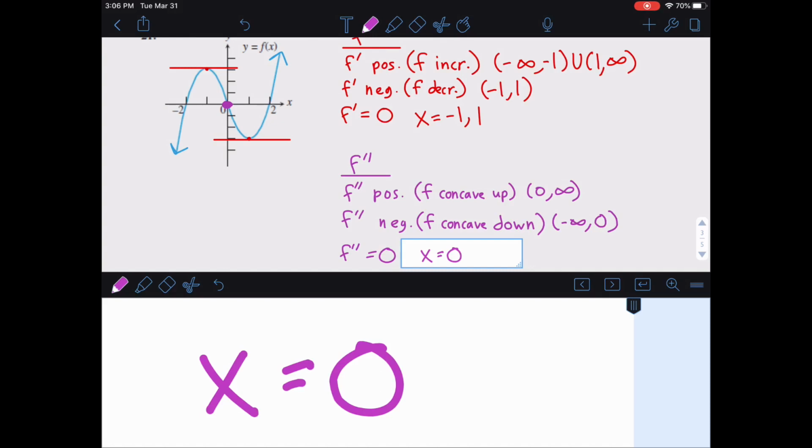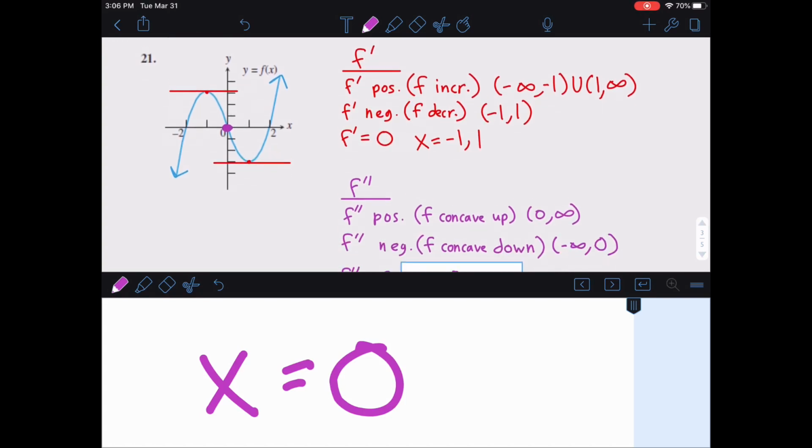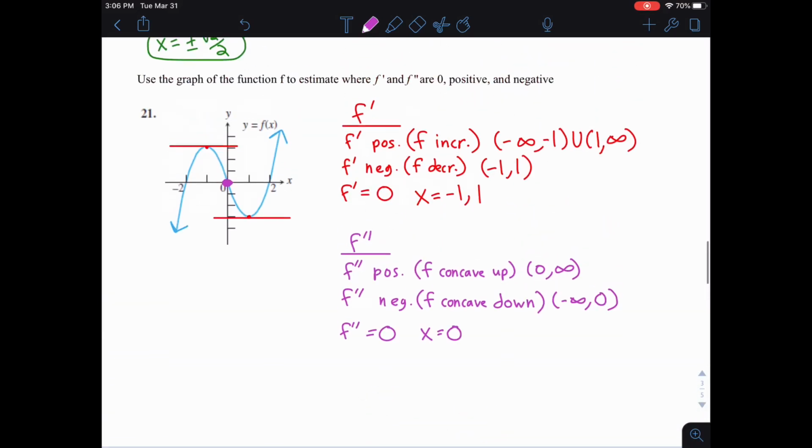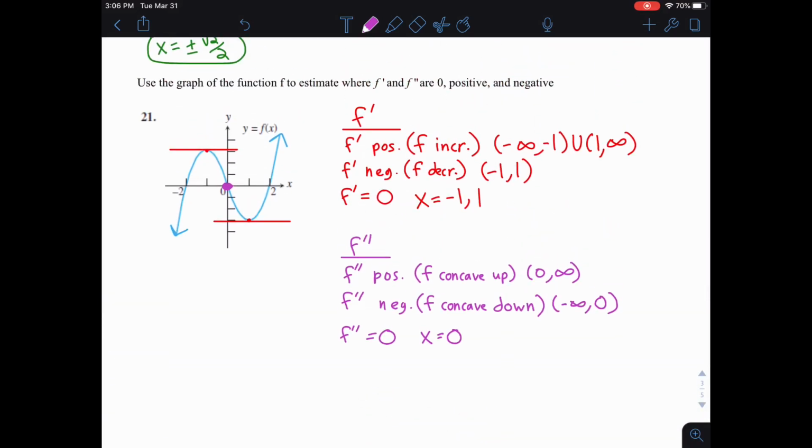Now, I could do what we did yesterday. I could do the concavity test and determine for sure that that's where the point of inflection is going to be. But I didn't really give you an equation here, right? I just gave you a graph, so a little bit of approximation is okay here. Okay, so if you have the graph of f, you should be able to tell me where f prime and f double prime are positive, negative, and 0 just by looking at the shape, okay?